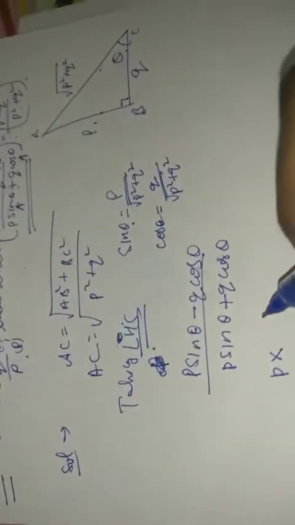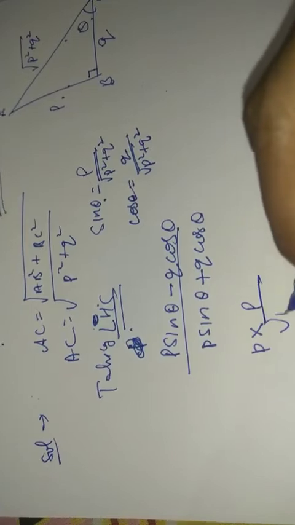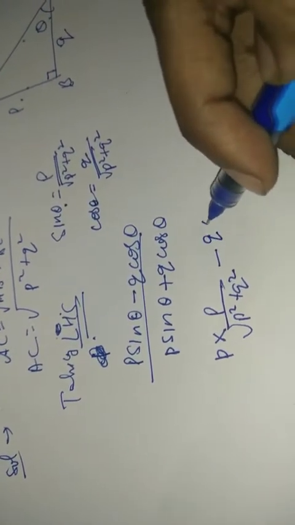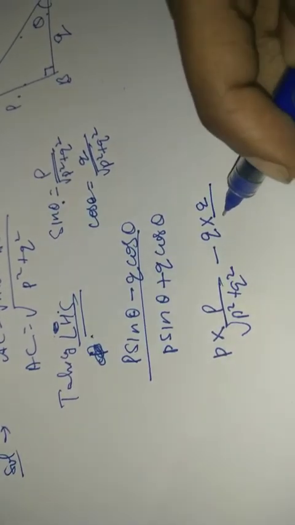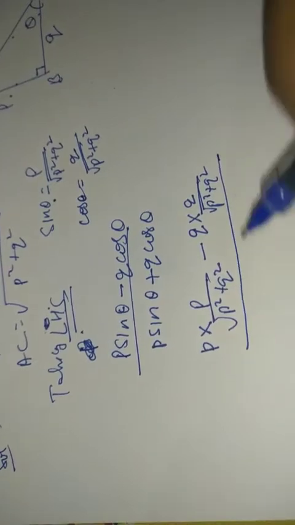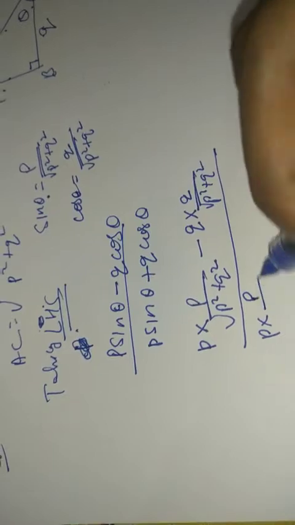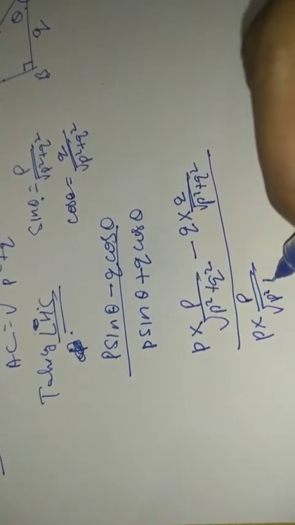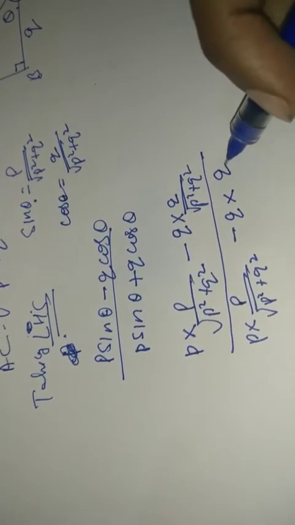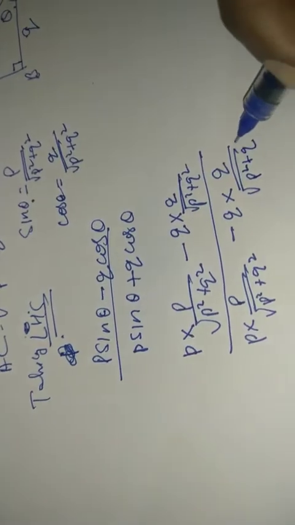So P into sin theta means P into P upon under root of P square plus Q square, minus Q into Q upon under root of P square plus Q square, whole upon, again the same thing, P into the value of sin theta, that is P upon under root of P square plus Q square, plus Q into Q upon under root of P square plus Q square.